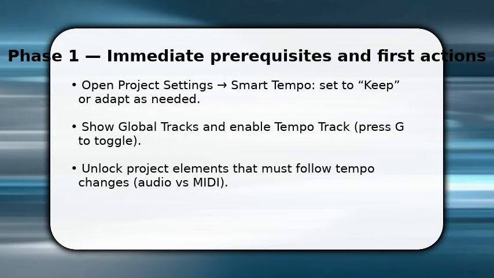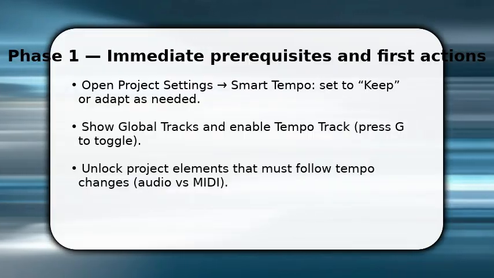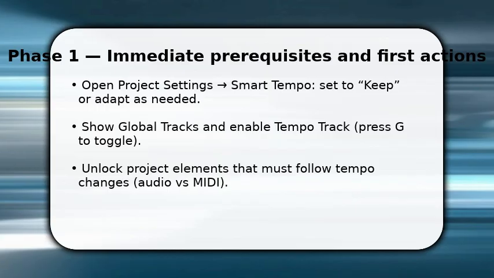You need the tempo track visible and smart tempo configured before you change anything. Open project settings and choose smart tempo behavior. This decides how audio reacts. Once done, press G to reveal global tracks and enable the tempo track.